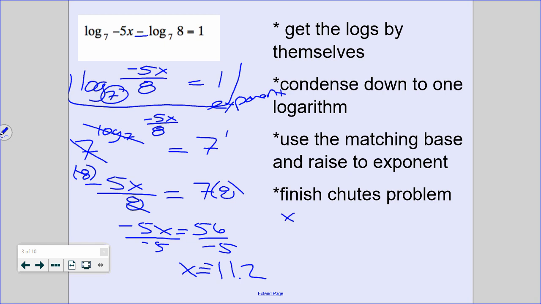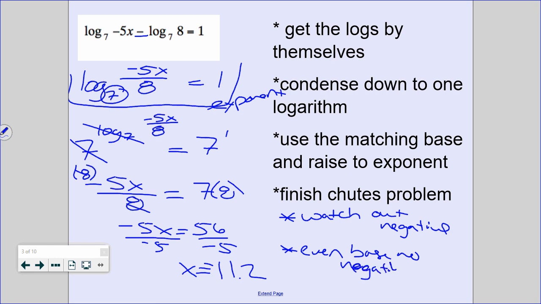You've got to watch out for negatives. If it's an even base, no negatives. And if it's an odd base, then it's fine. So what's my base? It says 7. Is that even or odd? Odd. So can I have a negative? Yeah, then I'm good. If I only got one answer and I had a negative, no solution.